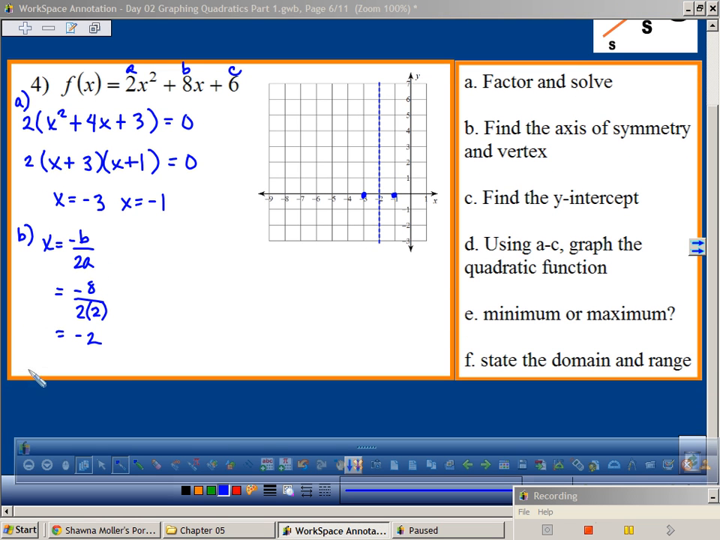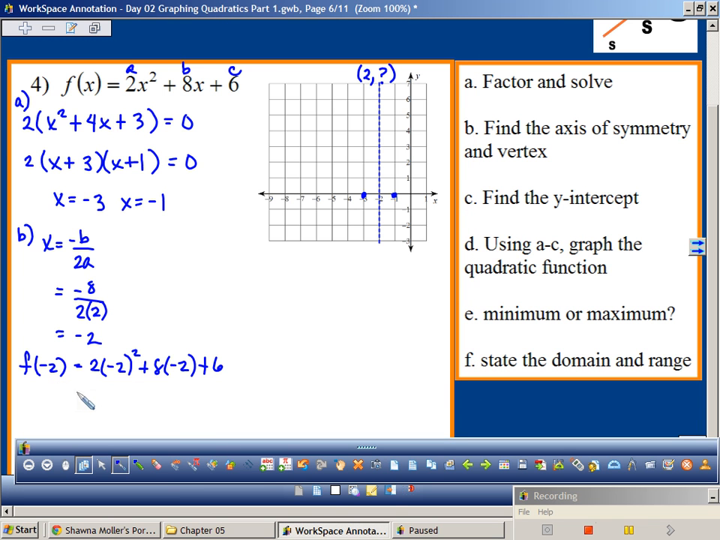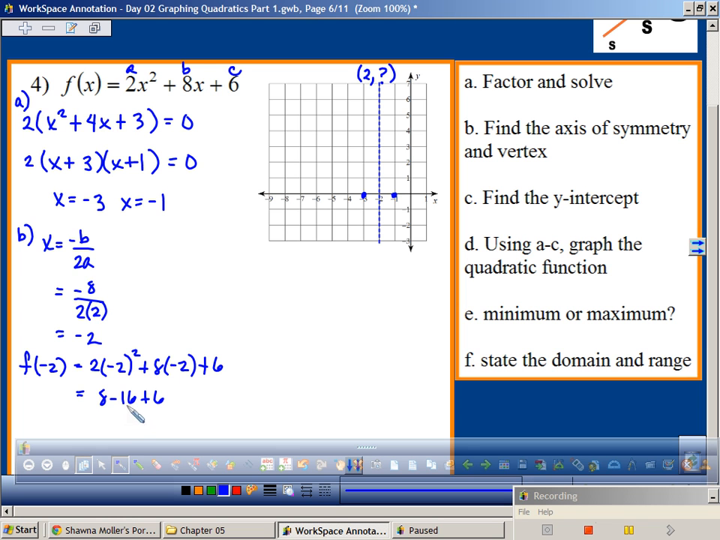Now, I'm going to find my vertex. I know that x must be -2. Let's figure out what y is. So I need my function of negative 2. 2 times negative 2 squared plus 8 times negative 2 plus 6. Let me extend this a little bit. And I get 2 times 4 is 8 minus 16 plus 6. 8 minus 16 is negative 8. Negative 8 plus 6 is negative 2. So negative 2, negative 2. Does that make sense?